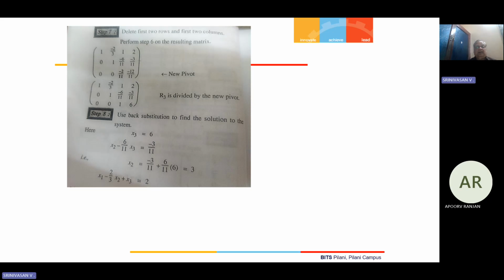So X3 equal to 6. X2 minus 6/11 X3 equal to minus 3/11, so that X2 is 3. And X1 minus 2/3 X2 plus X3 is equal to 2. Substituting the values of X2 equal to 3 and X3 equal to 6, back substitution, X1 equal to 2.